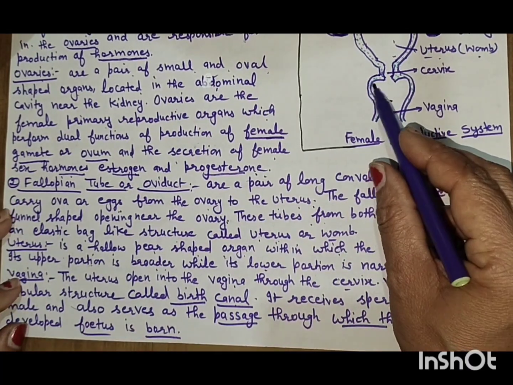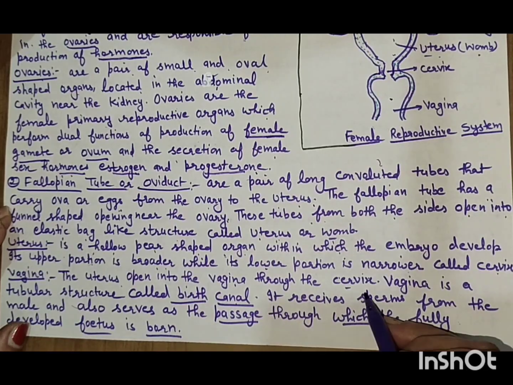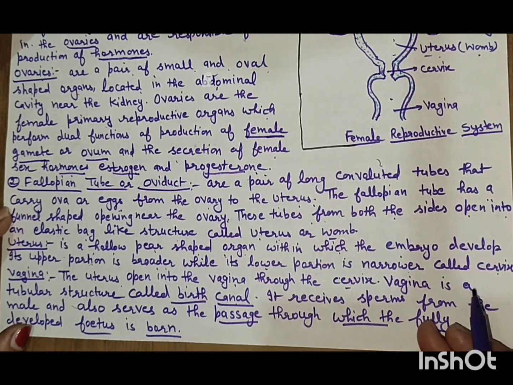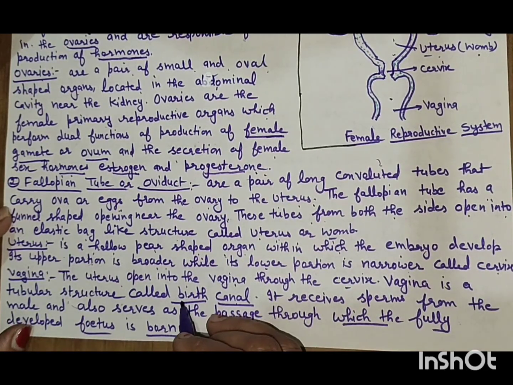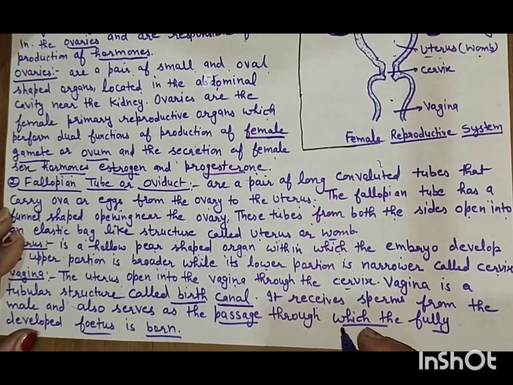Next is the vagina. The uterus opens into the vagina through the cervix. The vagina is a tubular structure, also called the birth canal. It receives sperms from the male and also serves as the passage through which the fully developed fetus is born.